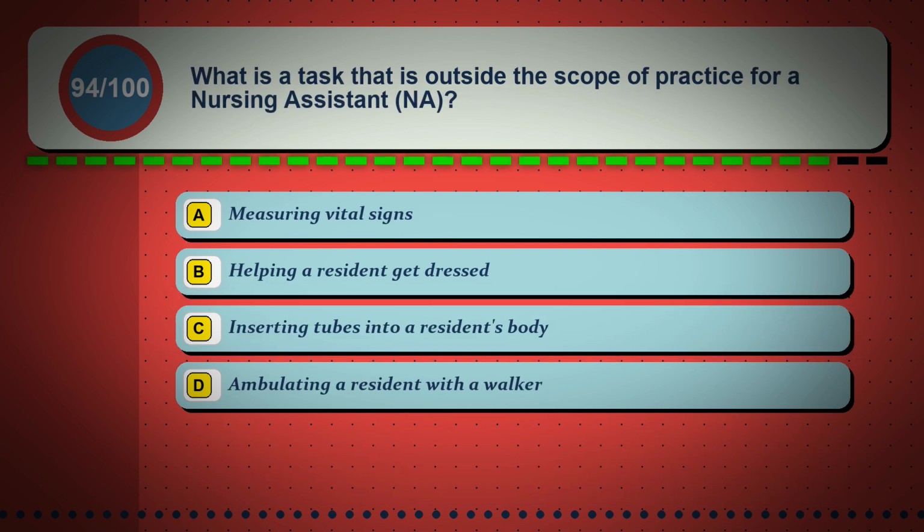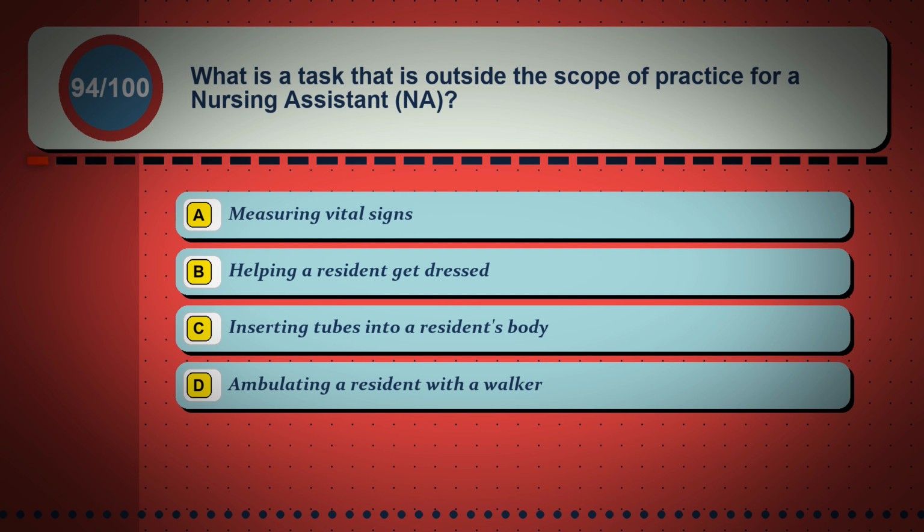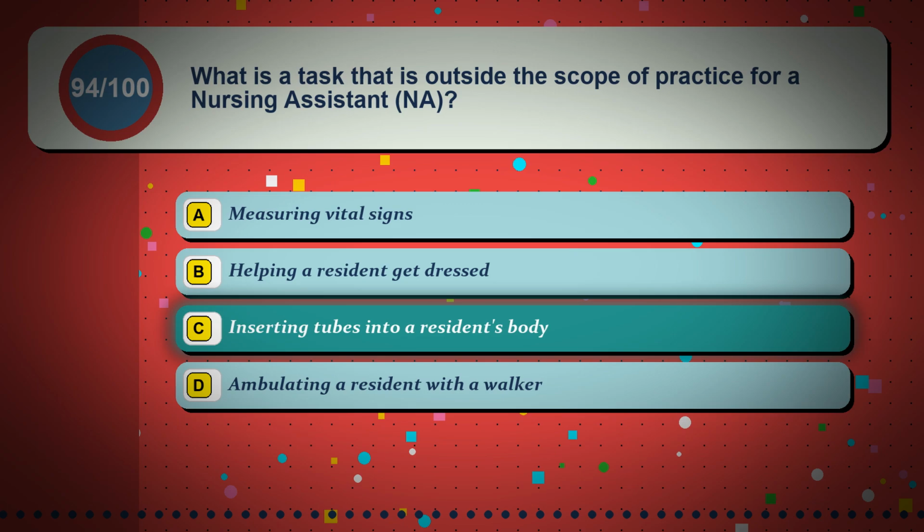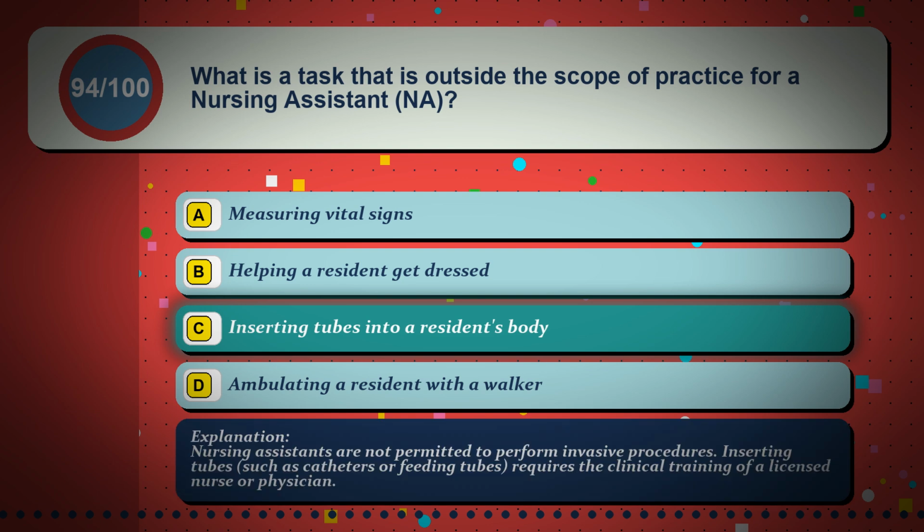Question 94. What is a task that is outside the scope of practice for a nursing assistant, NA? Option A, measuring vital signs. Option B, helping a resident get dressed. Option C, inserting tubes into a resident's body. Option D, ambulating a resident with a walker. The correct answer is option C, inserting tubes into a resident's body. Nursing assistants are not permitted to perform invasive procedures. Inserting tubes, such as catheters or feeding tubes, requires the clinical training of a licensed nurse or physician.